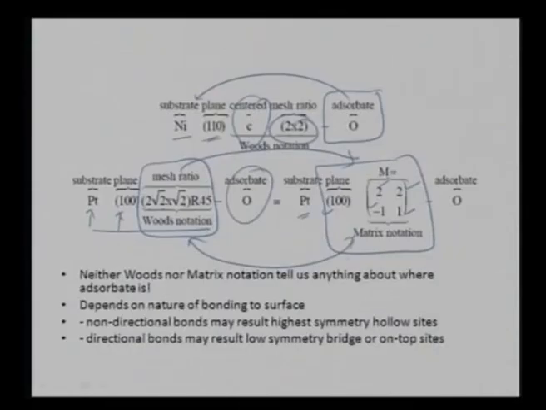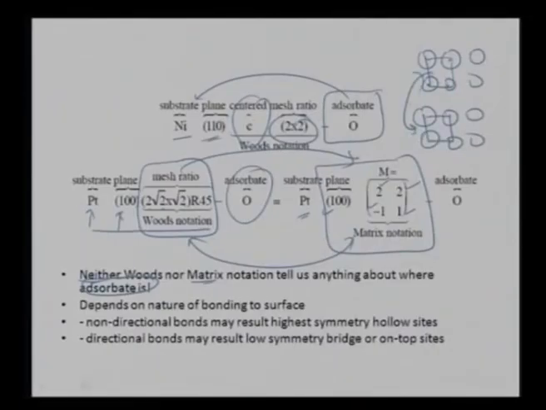But one very important criterion, which is not at all available, though we tend to think that it is, is that neither the Wood's notation nor the matrix notation will tell us anything about where the actual adsorbate is. They just tell us how this adsorbate is now oriented. Had I had the adsorbate like here, or maybe like here, I won't know what is the difference between these two. Both the Wood's notation as well as the matrix notation will define them as the same. It won't differentiate whether it is on a particular or exact location.